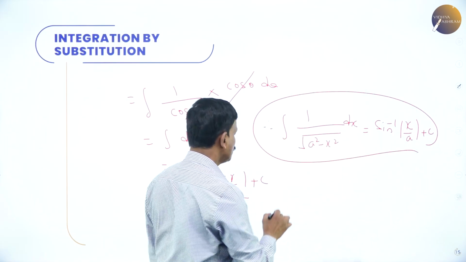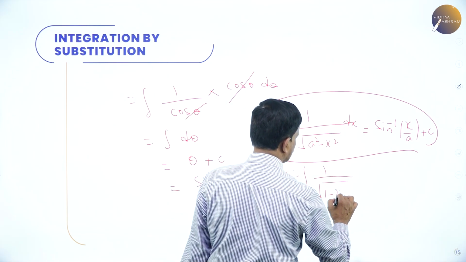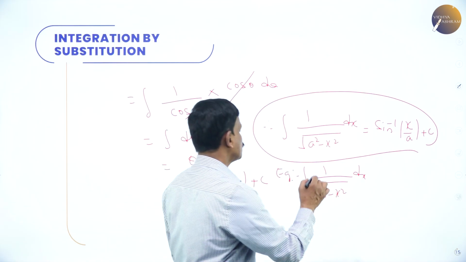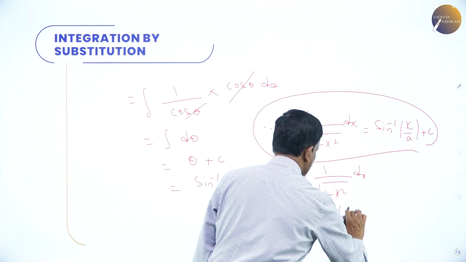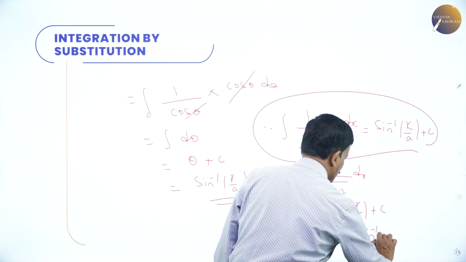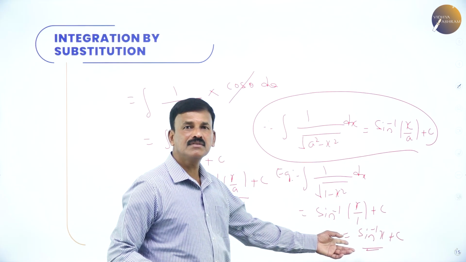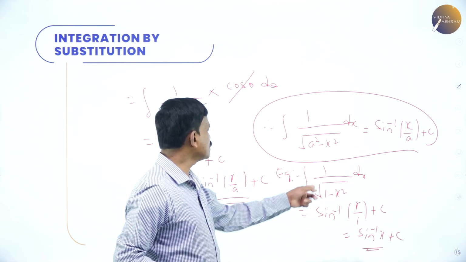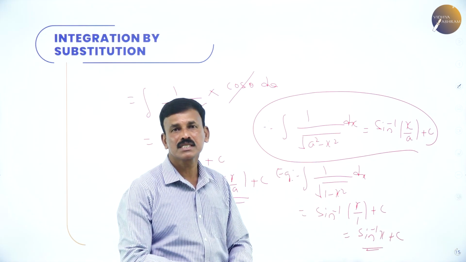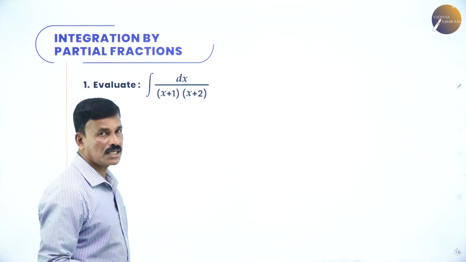See, for example, the integral of 1 over root of 1 minus x square. In 1 minus x square, 1 can be written as 1 square. So this is nothing but sin inverse of x by 1 plus c. What is this equal to? Sin inverse x plus c. You know what the differentiation of sin inverse x is? The differentiation of sin inverse x is 1 by root of 1 minus x square. So the integration of 1 by root of 1 minus x square is sin inverse of x. That's it. Now move on to the next type of problem.